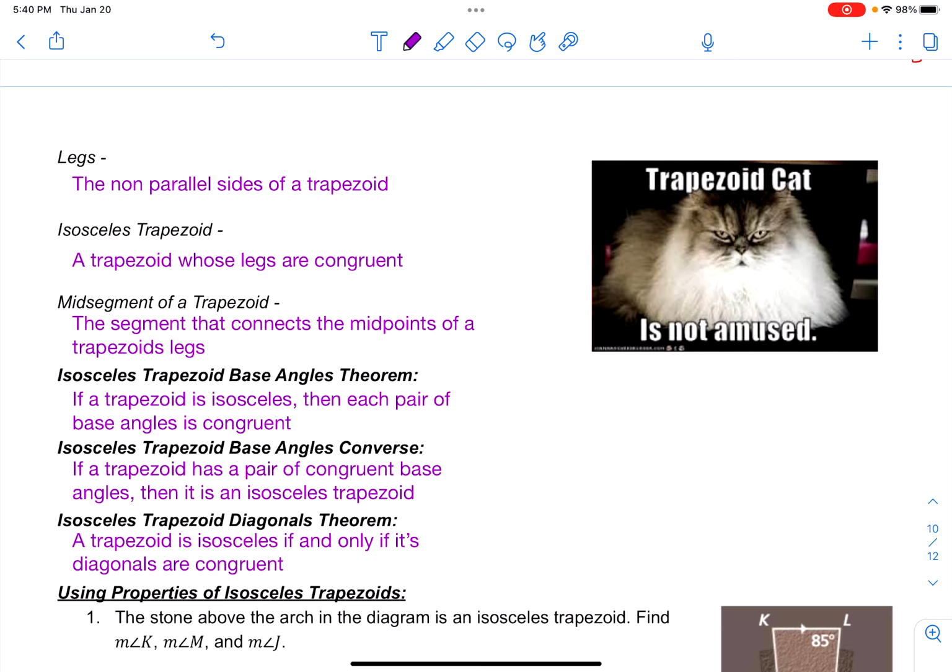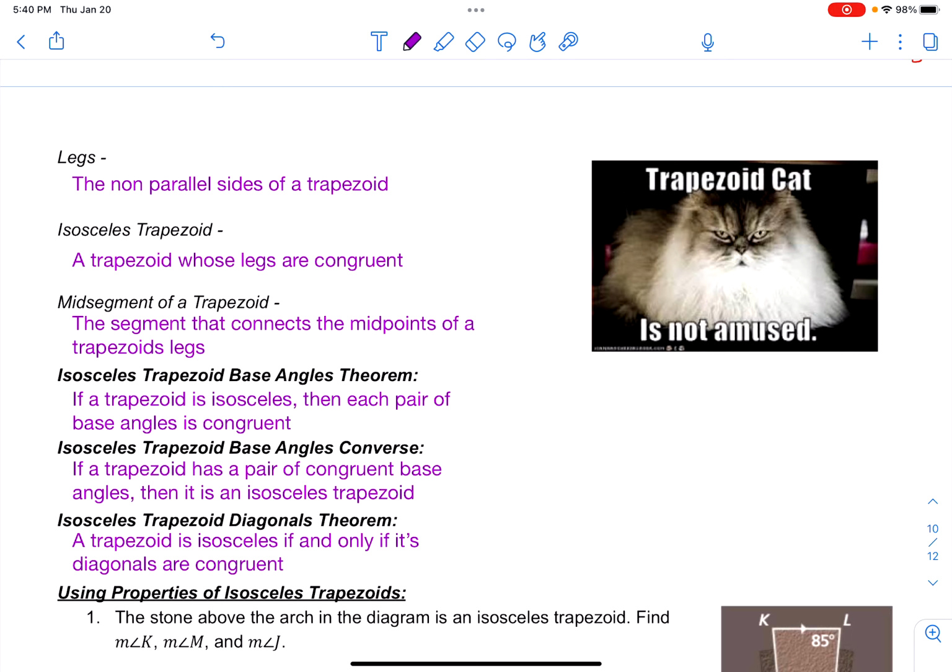And then we have some important terms that go along with trapezoids. So we have a mid-segment of a trapezoid. This is the segment that connects the midpoints of a trapezoid's legs. And you will see that at the end of our notes today, what a mid-segment looks like. And then we have some theorems and a converse for you.